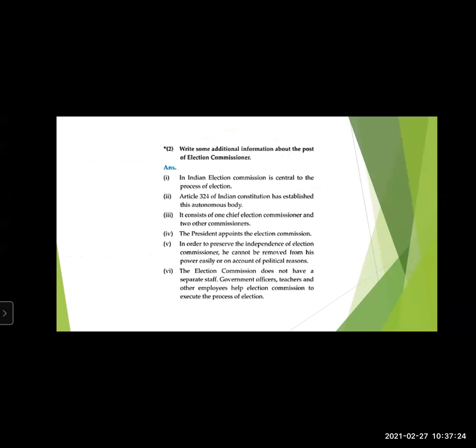Next question is: write some additional information about the post of election commissioner. In that, the first point: in India, the election commissioner is central to the process of election. Article 324 of the Indian Constitution has established this autonomous body. It consists of a Chief Election Commissioner and two other commissioners. The President appoints the election commissioner. In order to preserve the independence of the election commissioner, he cannot be removed from his power easily on account of political reasons. The Election Commission does not have a separate staff. Government officers, teachers, and other employees help the Election Commission to execute its powers.